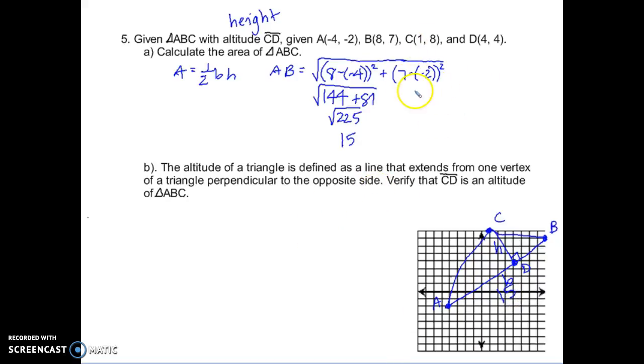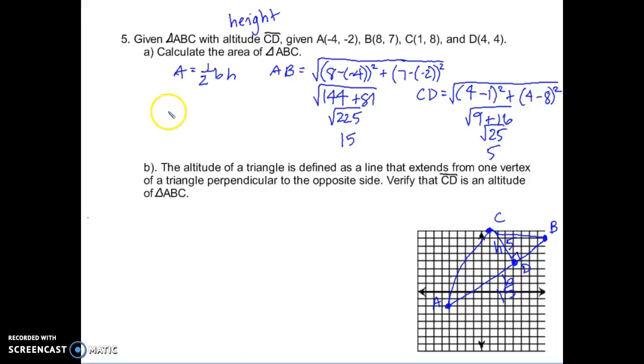Then I got to do the same thing for CD to find out how long the height is. So I've got 4 minus 1 squared plus 4 minus 8 squared. 4 minus 1 is 3. Squared is 9. 4 minus 8 is negative 4. Squared is 16. 9 plus 16 gives you 25. So the height is 5 units.